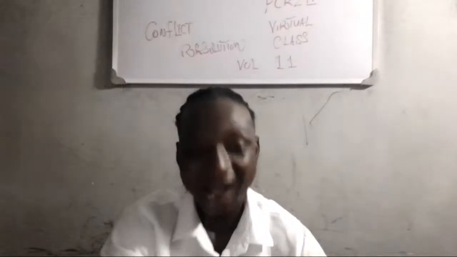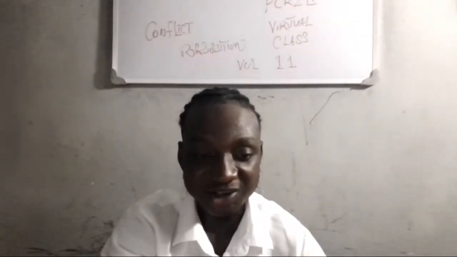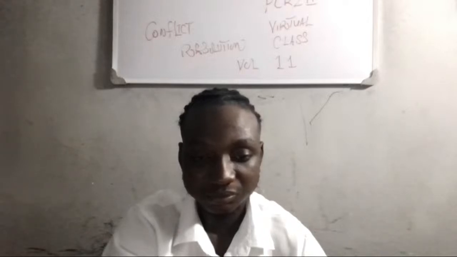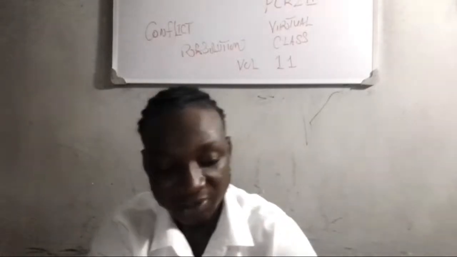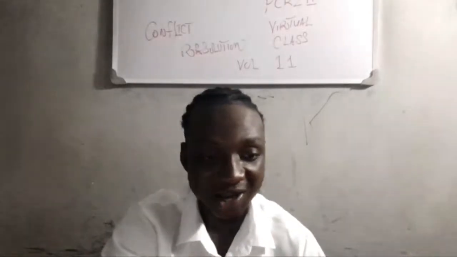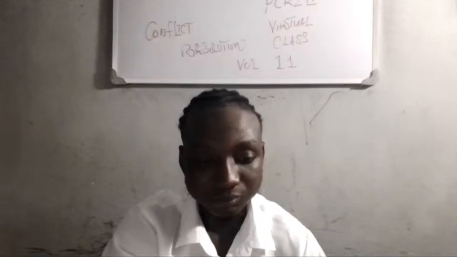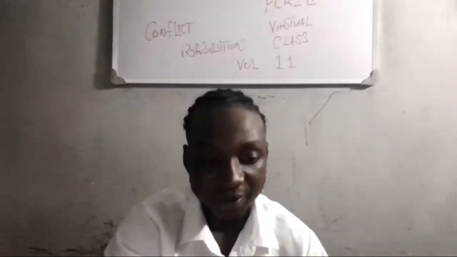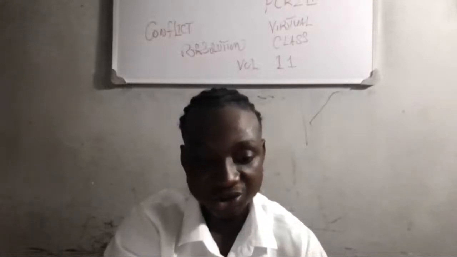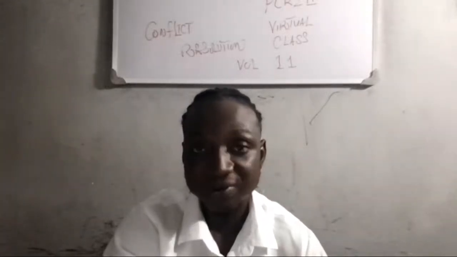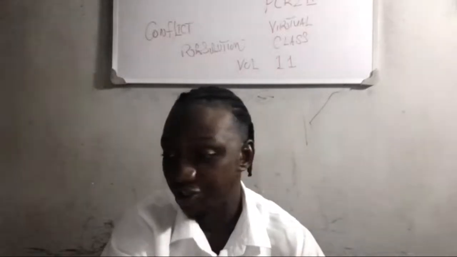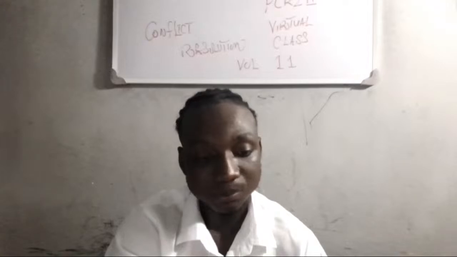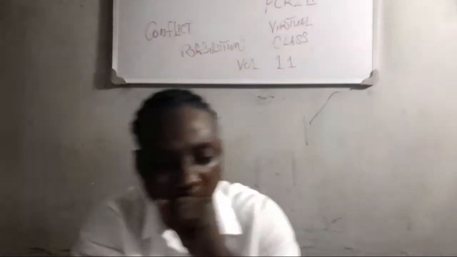Now let's take note of this abbreviation, the ICJ. ICJ is an acronym for International Court of Justice. Let's take that down. So we also have the PCIJ, which is said to be the Permanent Court of International Justice. We have that.